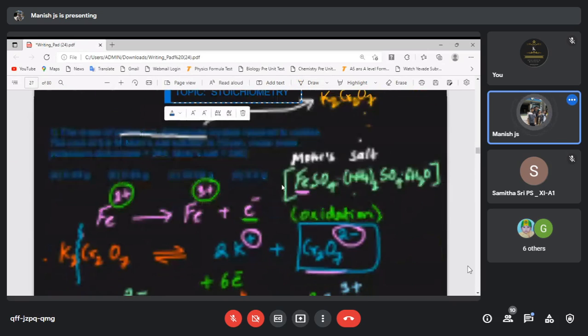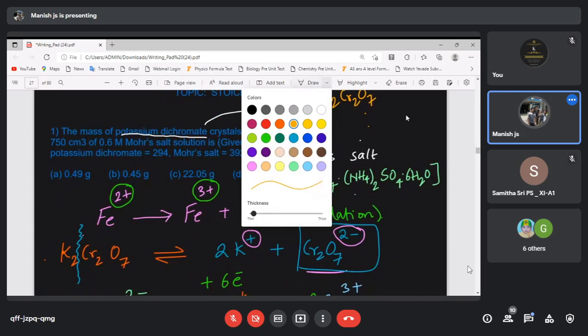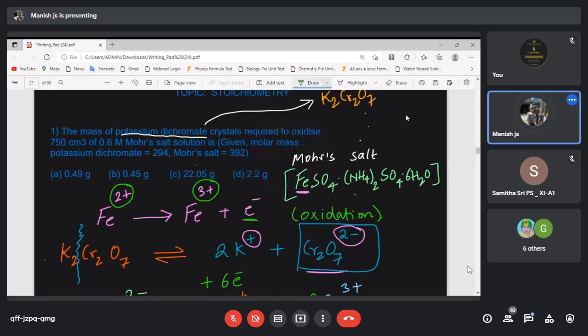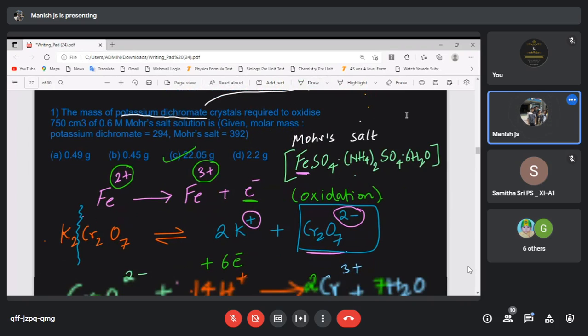So what is the option? Option C is correct. This is the correct option. So this is how you are supposed to solve this question. This is the methodology.